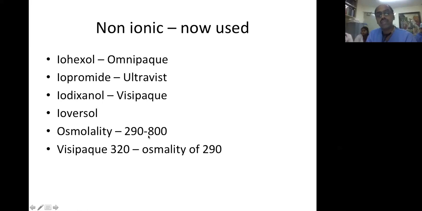And these are called low osmolar. 600 to 800 are called low osmolar. The older agents which have 1,000, 1,200, 2,000 and so on are called high osmolar agents. So the majority of the agents that we currently use are low osmolar. Iso-osmolar is very rarely used. One agent called Visipaque is iso-osmolar. Its osmolality is only 290. Very commonly used agents in clinical practice are Omnipaque, sometimes Ultravist. Visipaque is rarely used. Visipaque is normally given for all the patients who have renal dysfunction.